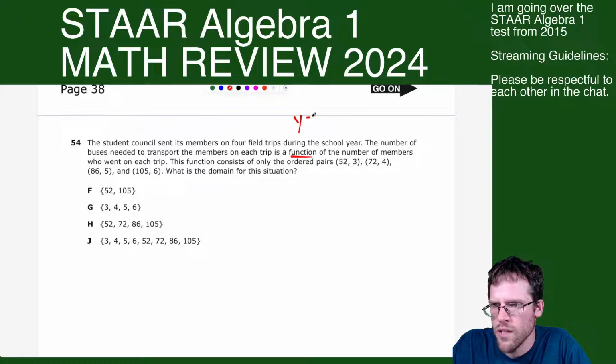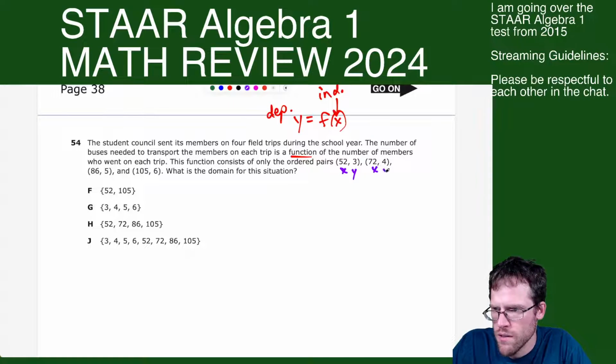So when I hear y equals f of x, I say y is a function of x. This is the independent, and this is the dependent. Just to use the vocabulary. So here I have my x's and my y's. See, x, comma, y, x, comma, y, x, comma, y. So they're saying here, this is a function of the number of members who went on each trip.